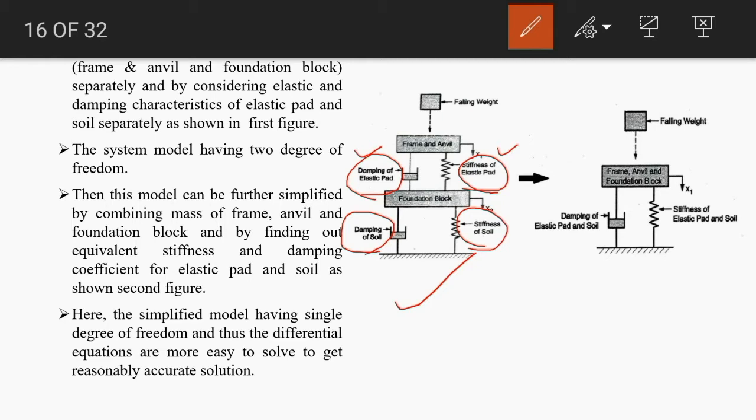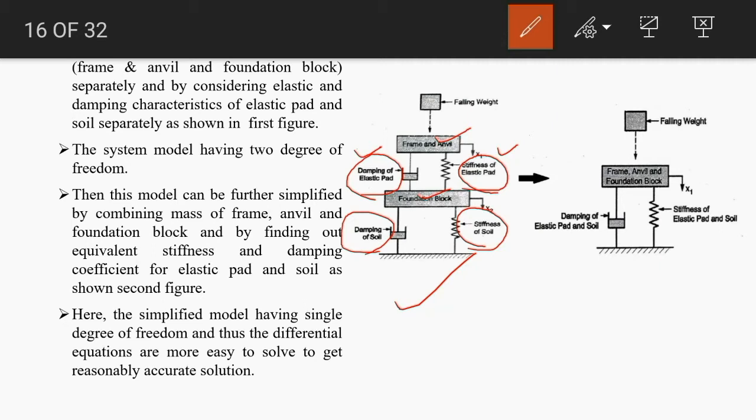Now here there are two masses, frame and anvil and foundation block. So this system has 2 degrees of freedom. We can do analysis of this system, but it would be quite difficult as compared to a system having single degree of freedom. Now, by finding out equivalent stiffness and equivalent damping coefficients, we can combine these two masses.